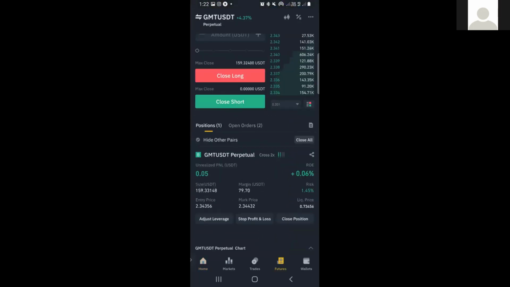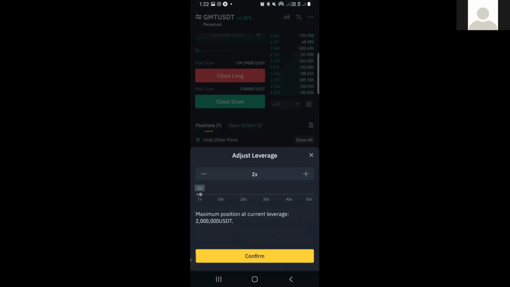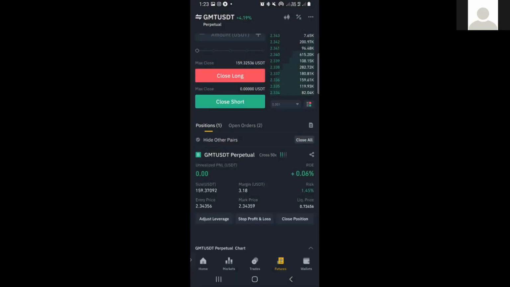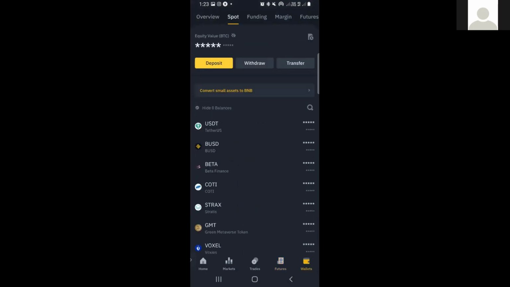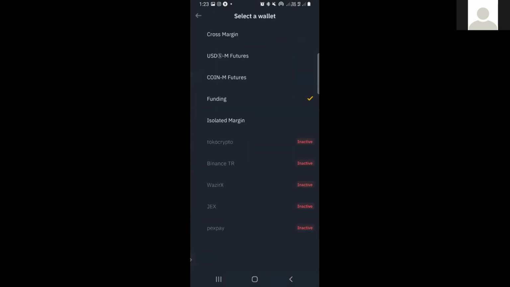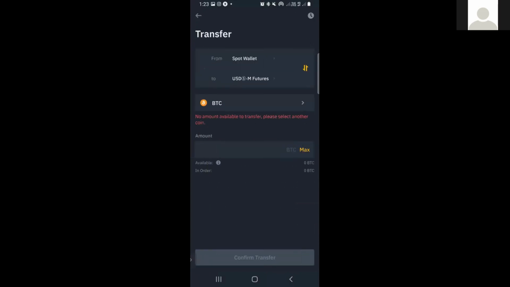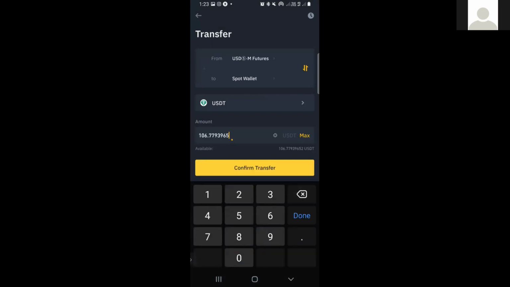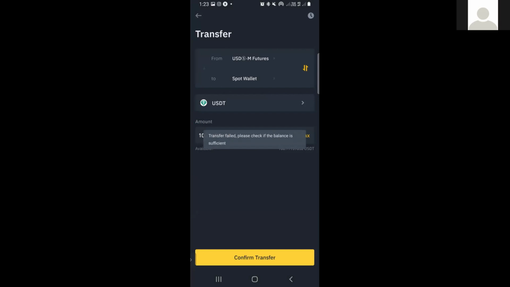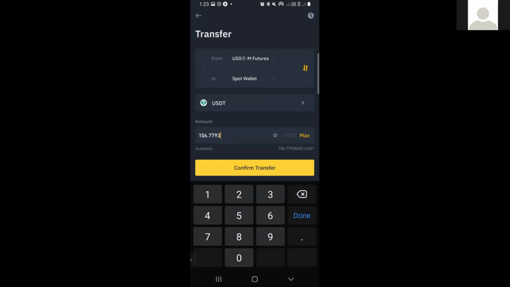I can show you guys how liquidation looks like. If you want to see how liquidation looks like, let me show you guys. 50x. The minimum amount I need to open this trade now is 3.8 USDT. So all I have to do now is go to spot, click on transfer. I'm trying to show you guys how liquidation works, funding spot to USDT. Maximum 106.792. Relax. So it won't allow me to move out.